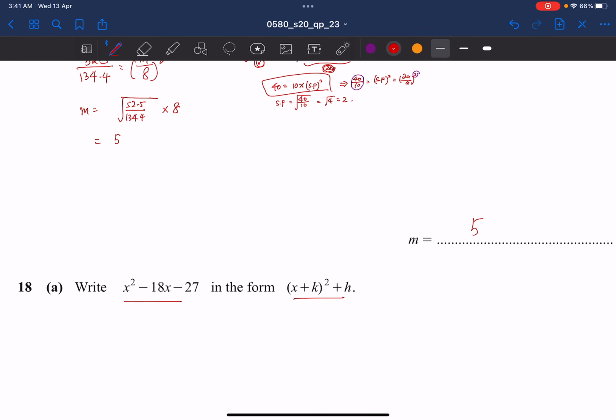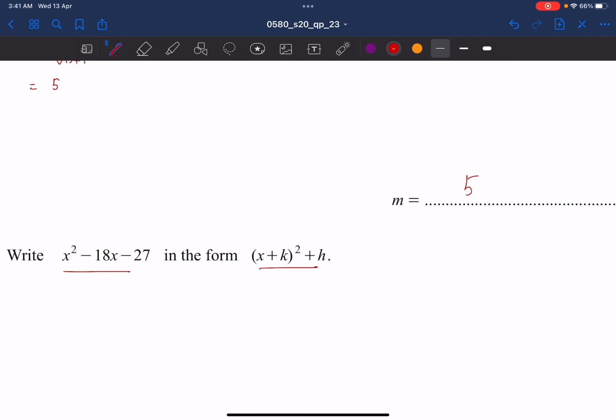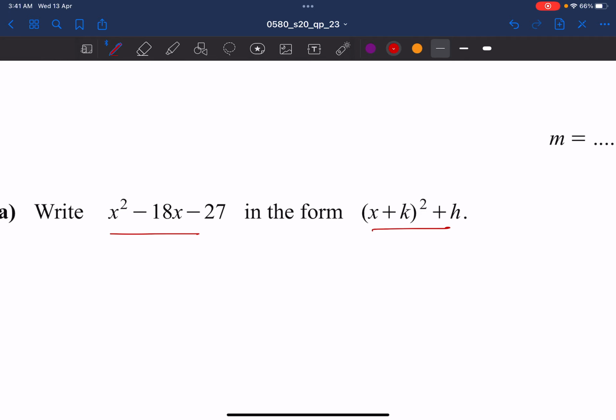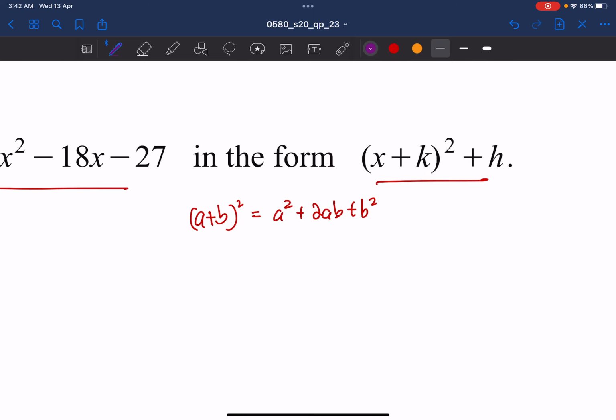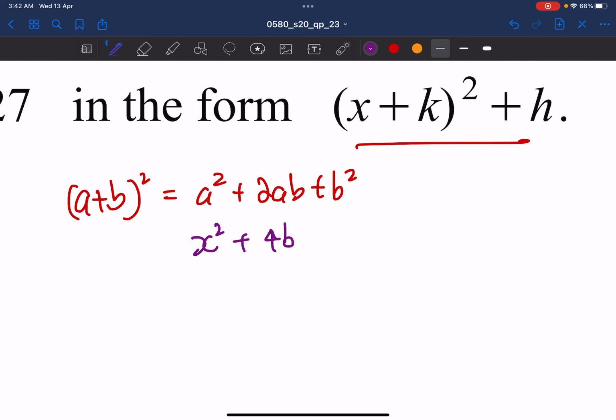This is completing the square. The idea of completing the square actually comes from this formula, (a + b) squared equals a squared plus 2ab plus b squared. All right, so for example, I have x squared plus 4x, right? How do I make this thing a complete square?